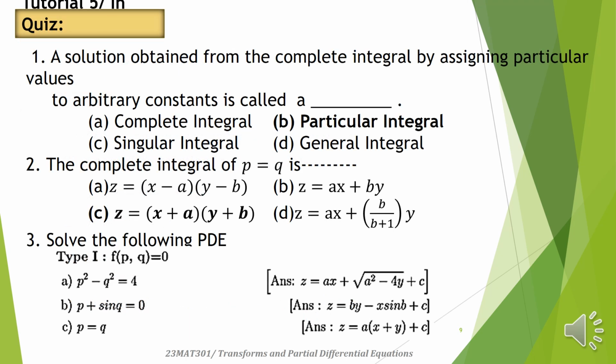And you have a question here: a solution obtained from the complete integral by assigning particular values. If you assign particular values to the arbitrary constants, it will become a particular integral. Okay, and if p is equal to q, then the complete integral will be z is equal to x plus a into y plus b. And here three questions I have given on the type f of p comma q is equal to 0. We can solve these and find the answers.